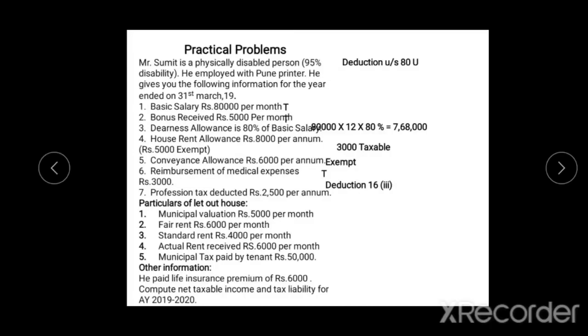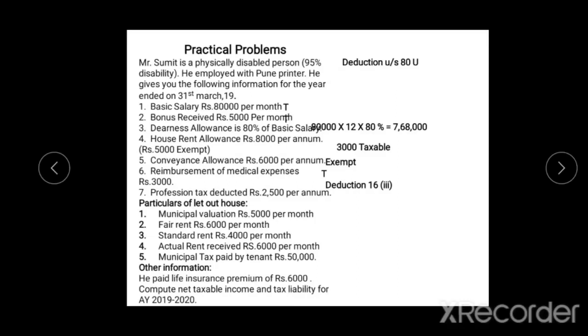Next one, particulars of let out house. Here house property information is given, and you know very well there are lots of types of house property, but here I am going to explain two types: one is let out property and the second is self-occupied property, called LOP and SOP. As you already know, if the house property is SOP, that is self-occupied property, then the annual value will be nil. But if the property is let out, then we have to calculate the annual value using some formula, which I will explain in a sum.